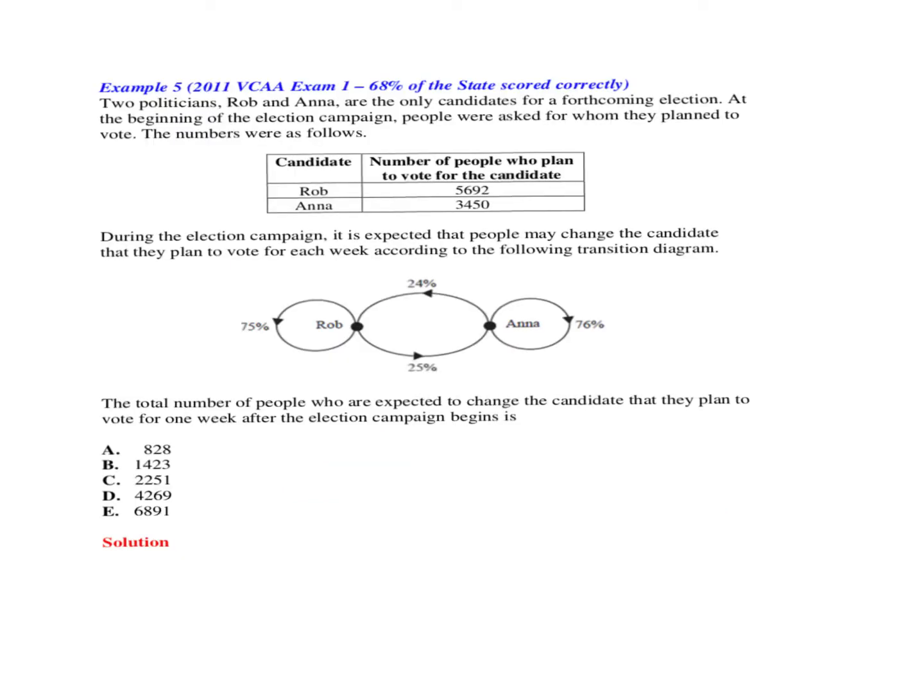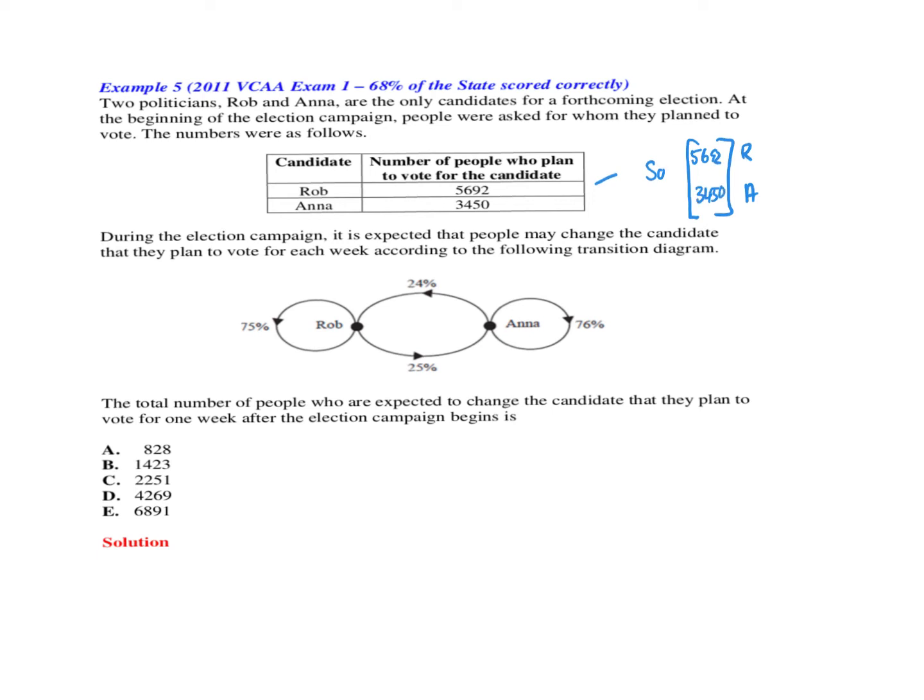Okay, there's 2 politicians, Rob and Anna. They're the only candidates in the forthcoming election. At the beginning of the election campaign, people were asked who they'd vote for, and the numbers were as follows. So this is probably giving us an S0. So we're just going to say Rob and Anna, so 5692 and 3450.